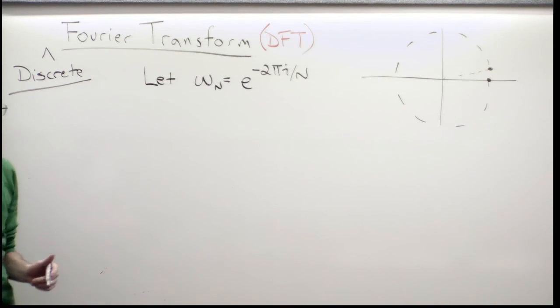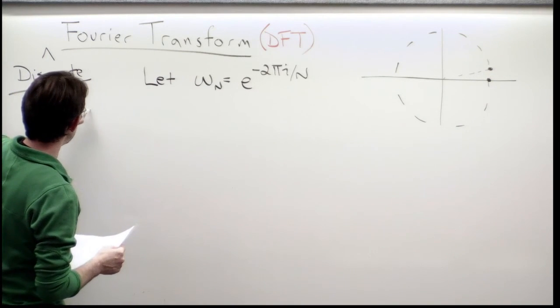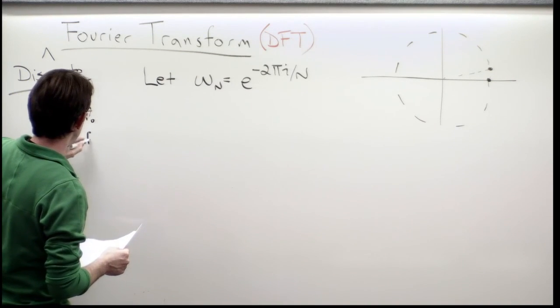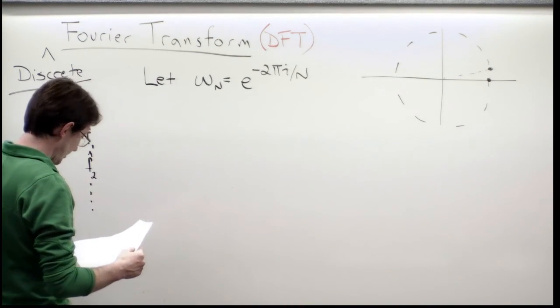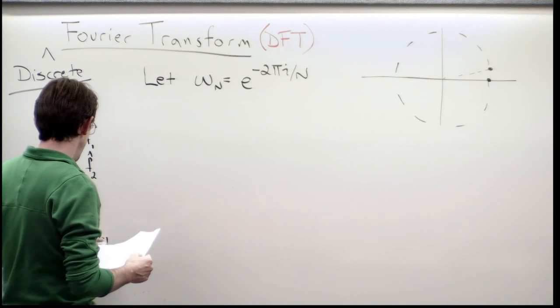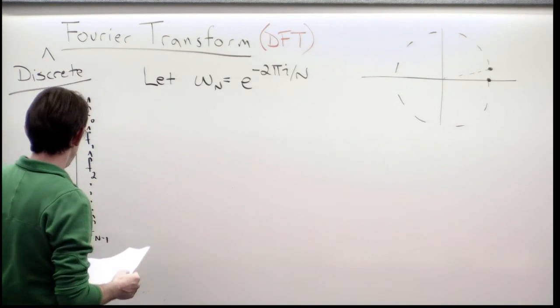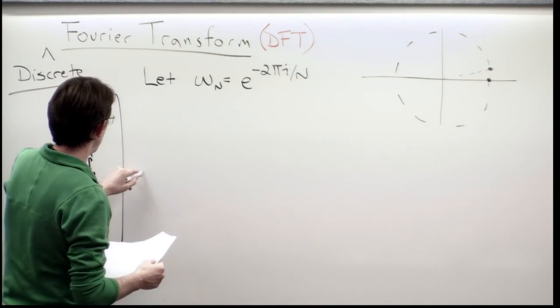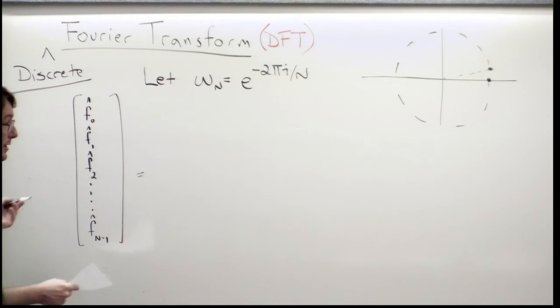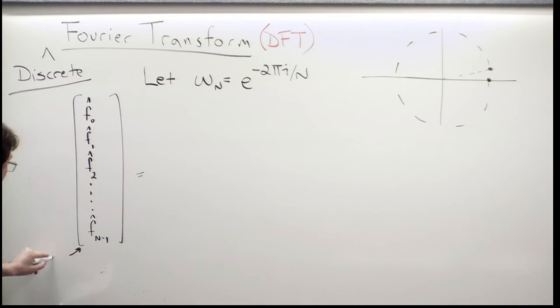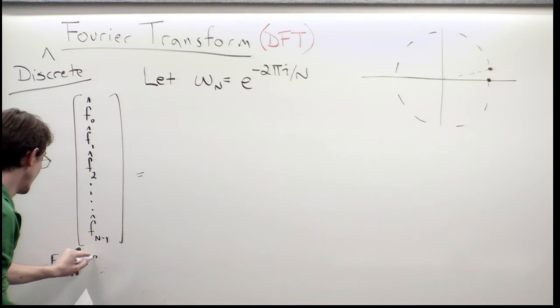Okay, what we want is all of our frequency contents, f naught hat, f1 hat, f2 hat, dot, dot, dot, all the way down to f big N minus 1 hat. We want this. I'm going to say this is the Fourier coefficients.